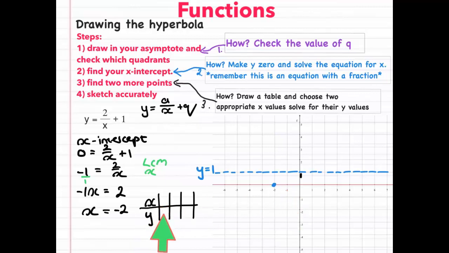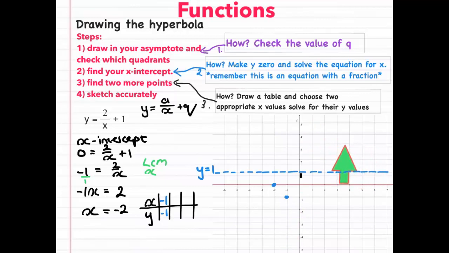So if x is minus 1, then we take that minus 1, we substitute it into the original function. So 2 divided by minus 1 is minus 2. Minus 2 plus 1 is minus 1. So y will be minus 1. Okay, so where is this point where x is minus 1 and y is minus 1? x is minus 1, y is minus 1, it will be over here. So let me plot that point. Okay, there we go.